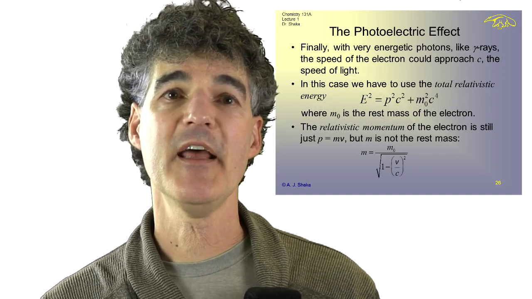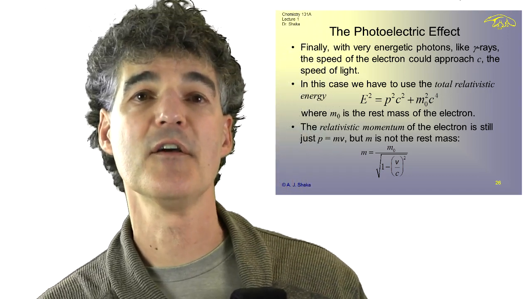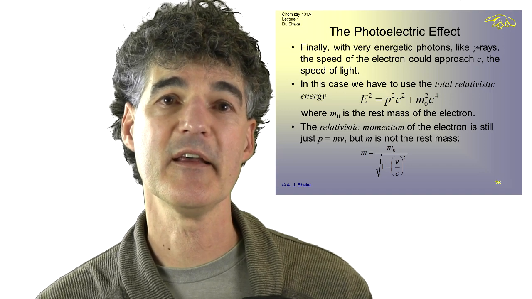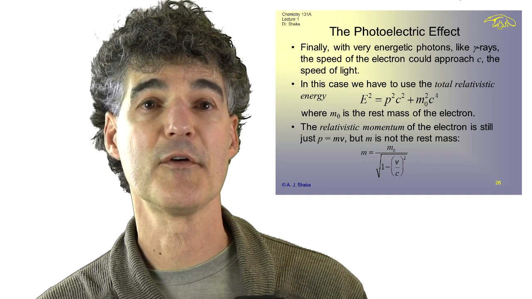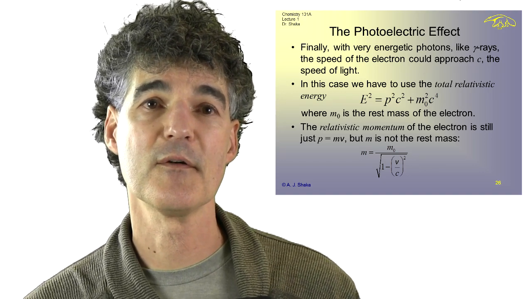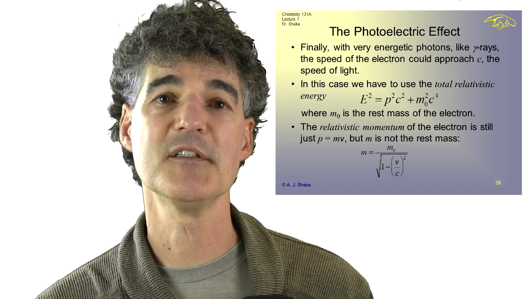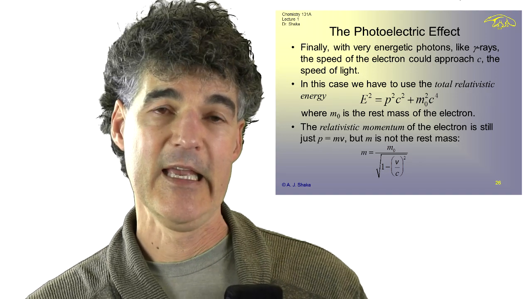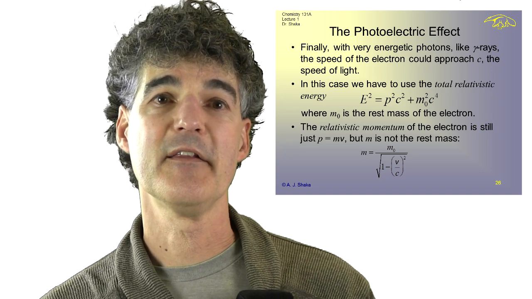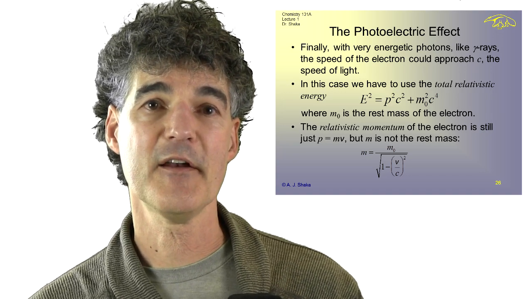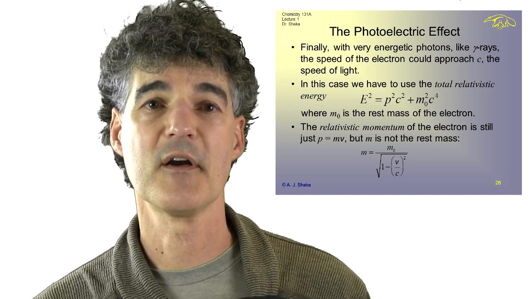Finally, if you take very energetic photons, like gamma rays, then the speed of the electron could approach c, the speed of light. And in that case, we have to use a different formula, which I won't derive. We have to use what's called the total relativistic energy, which is given by this formula: E squared equals P squared C squared plus M squared C to the fourth. And I think you can see that if P vanishes, and you have no other kinetic energy, then E squared equals M squared C to the fourth, and that's where E equals MC squared came from.